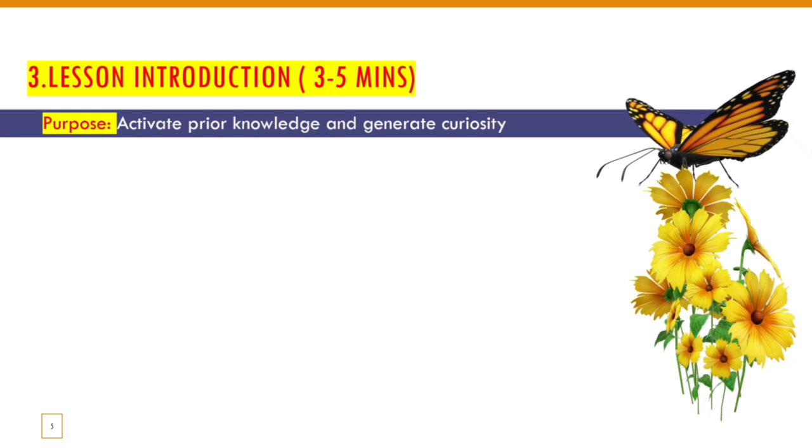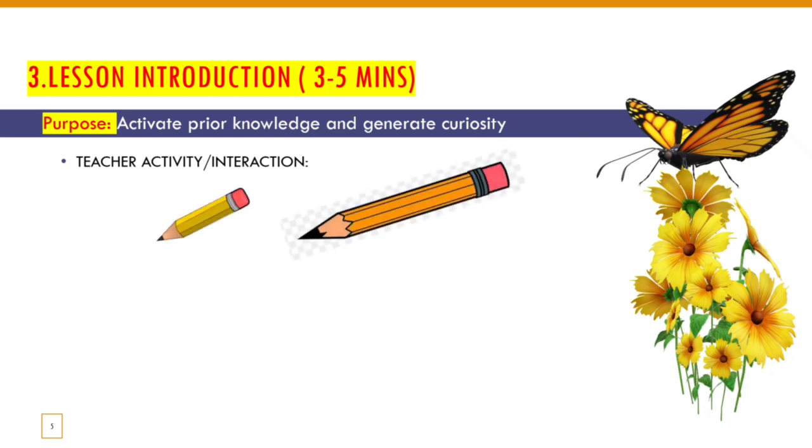How are you going to activate the prior knowledge, and how are you going to generate the curiosity level of the students? So how can you do that? Well, here teachers' activity and interaction is the most important one. So how can you do that? Suppose that you're holding up two pencils in your hand and you can ask questions to the students, one short pencil, one long pencil, and you may ask questions, which pencil is longer?